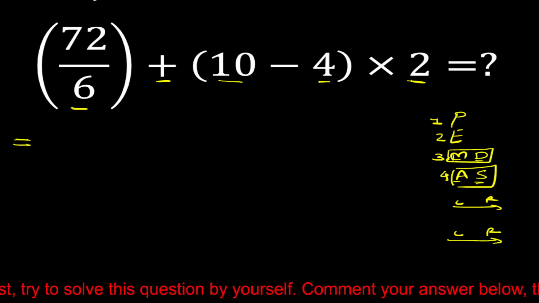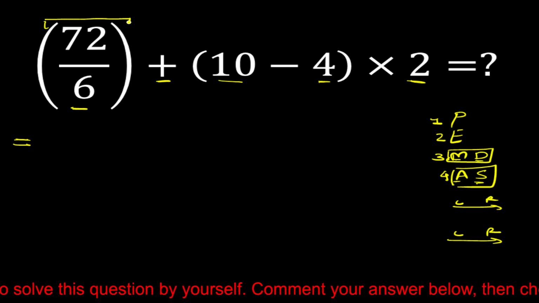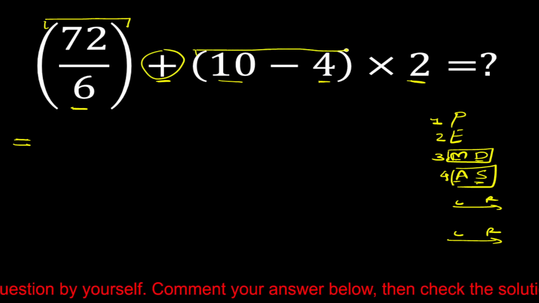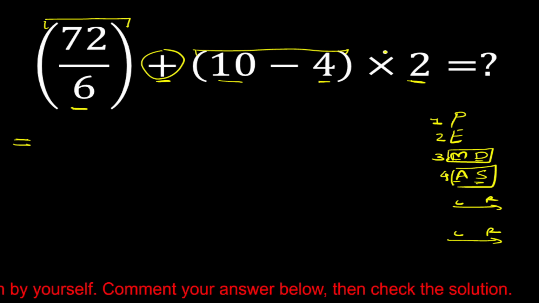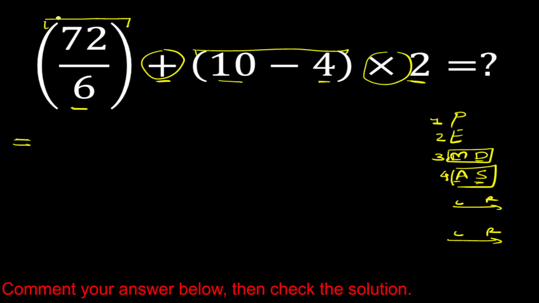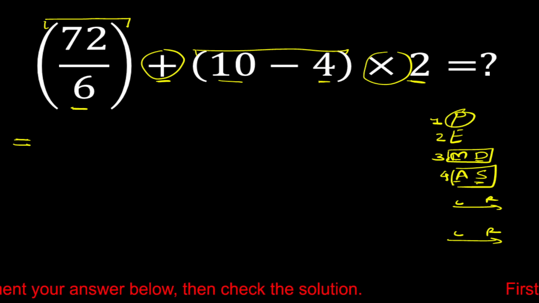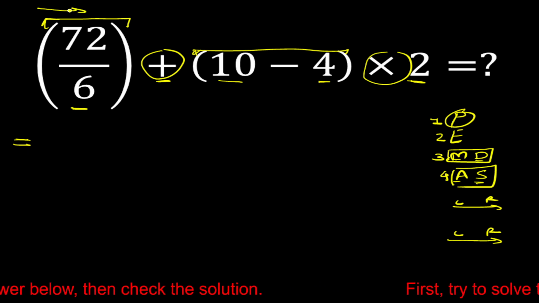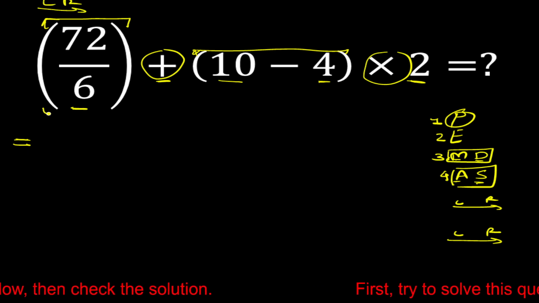So in this question, we have one parenthesis, one addition, then a second parenthesis, so we have two parentheses, one addition and one multiplication. So first priority is parenthesis. This parenthesis and this parenthesis both have equal priority, so we have to solve from left to right. So first we have to solve this parenthesis.